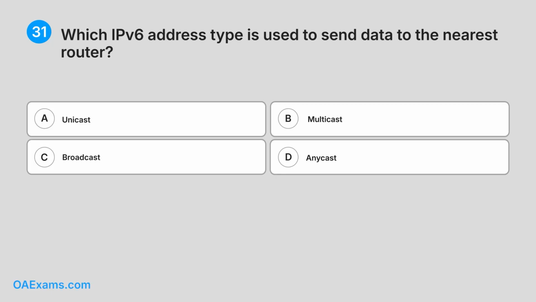31. Which IPv6 address type is used to send data to the nearest router? A. Unicast. B. Multicast. C. Broadcast. D. Anycast. What do you think is the answer?